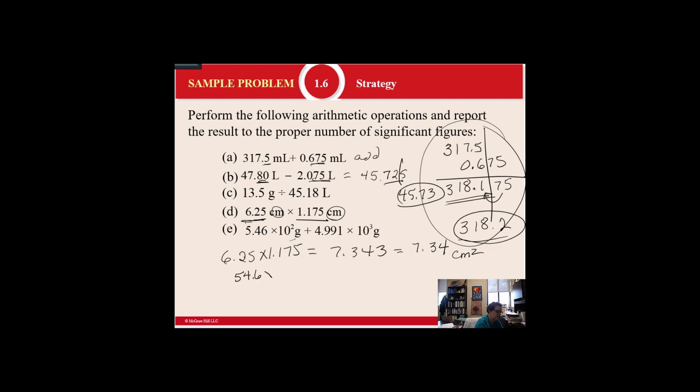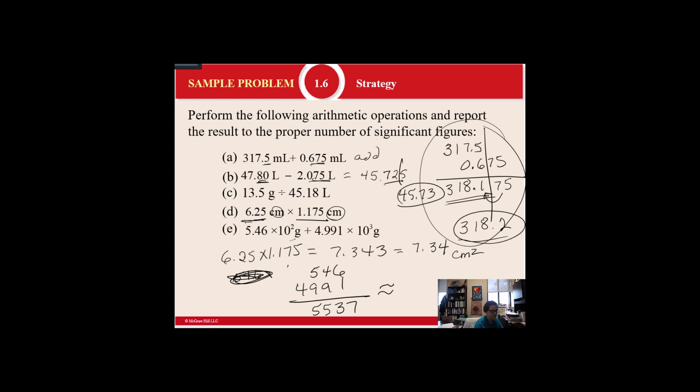54.6. No, sorry, my bad. Let's just do what the numbers are. That's another way you can do it. 546 and 4991. So you add those up and you get 5537.